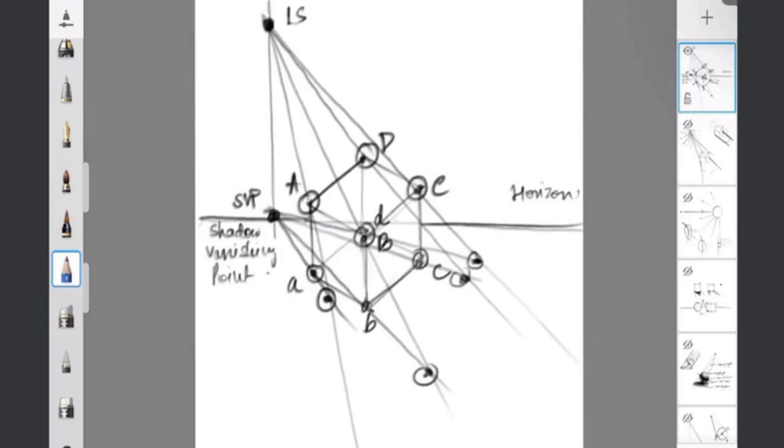So now all we need to do is, the intersection points that we had, like we joined the light source with the topmost points, we joined the SVP with the bottommost points, and we just tried to see where they intersect. Now the intersection points are the extreme points of the cast shadow. Okay, so now if I just join this part here, this one, this one, this one, and this one, this should give me the shadow or the cast shadow profile of the entire cube.